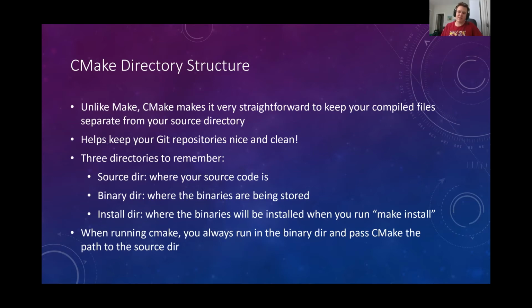So when you're running CMake on the command line, you're always going to cd into the binary directory, and then you're going to pass CMake the path to the source directory.